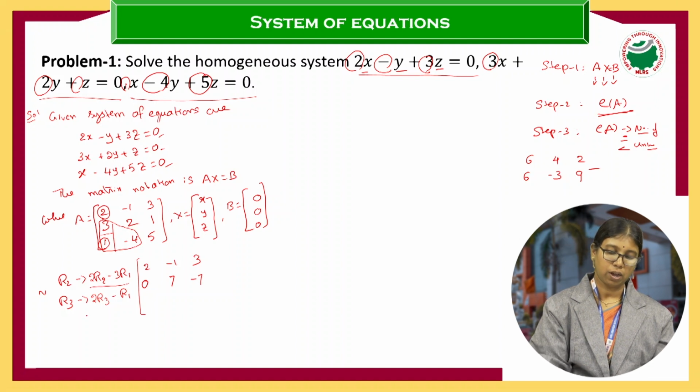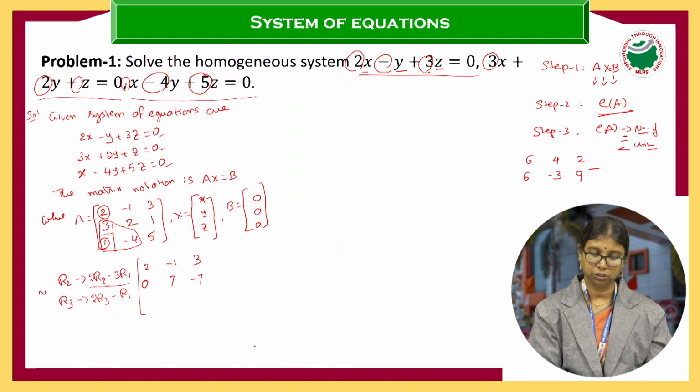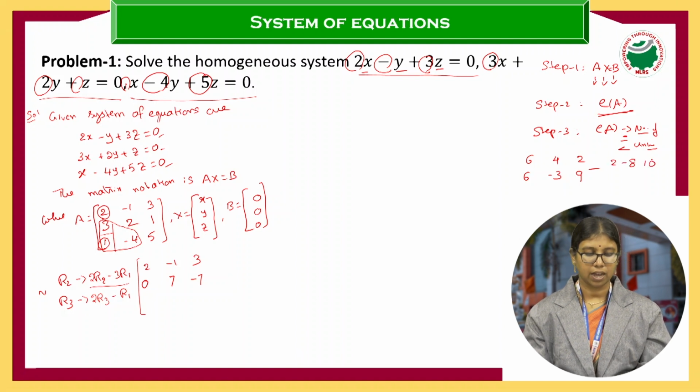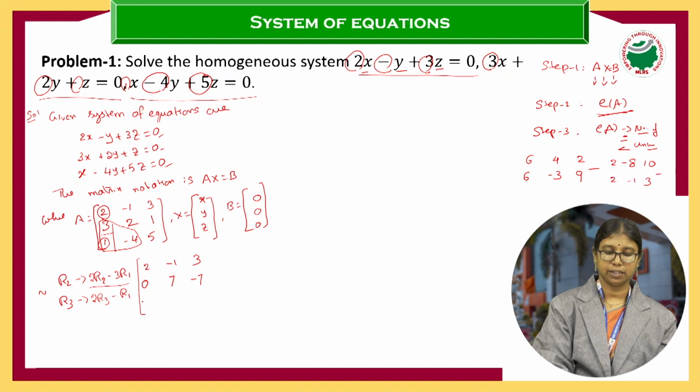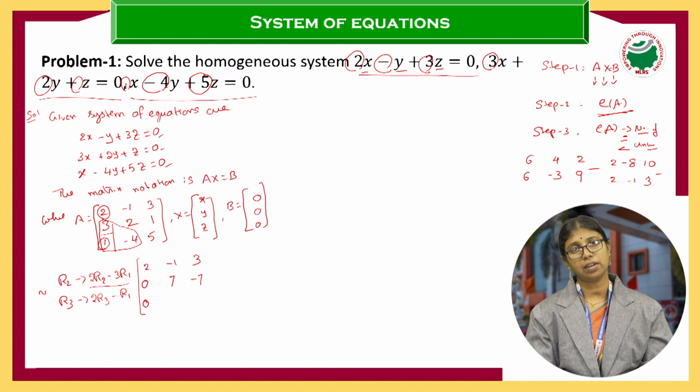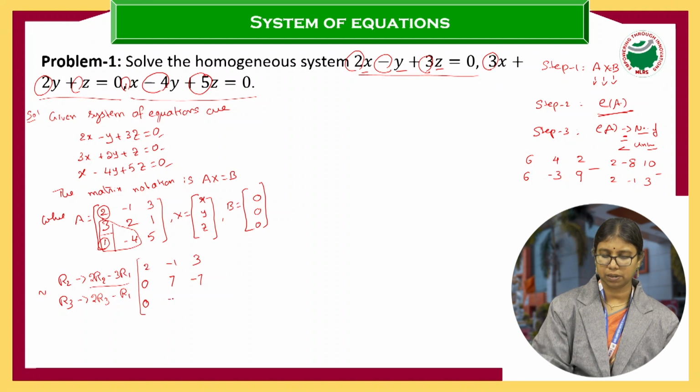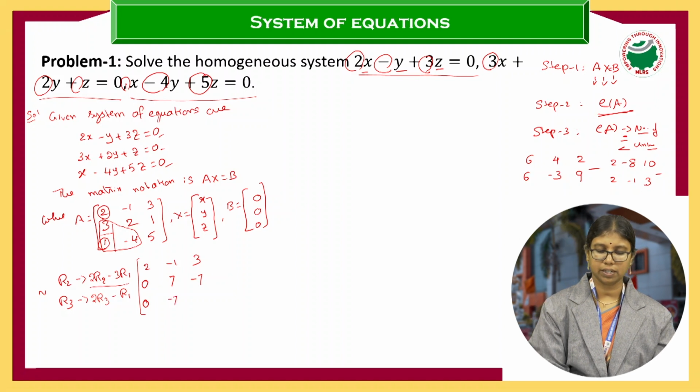Next, 2R3. Now, multiply the third row with 2, that is 2, minus 8, 2 5s are 10. R1 is 2, minus 1, 3. By subtracting, this is 0. Minus 8 minus of minus 1 plus 1. So, minus 8 plus 1 is minus 7. 10 minus 3 is 7.